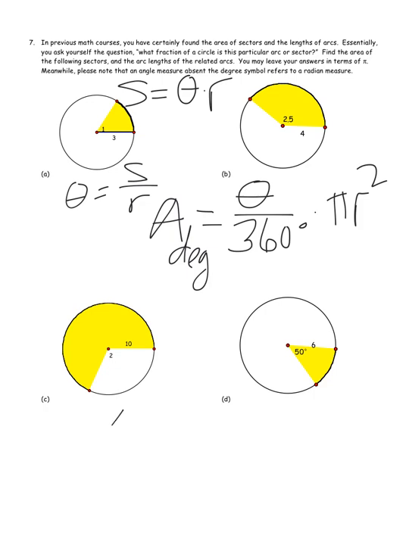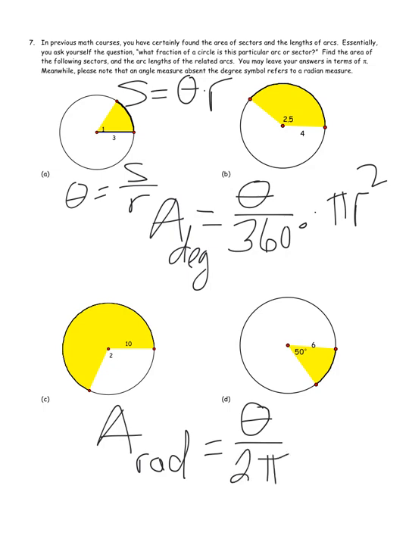However, if you have the angle in terms of radians, I wouldn't change it to degrees. Instead, you're going to compare your angle in radians over the angle if it was the entire circle, which would be 2 pi, times pi r squared. And notice the nice thing about this formula is the pi's go away, so it's really 1/2 theta r squared, which is nice.